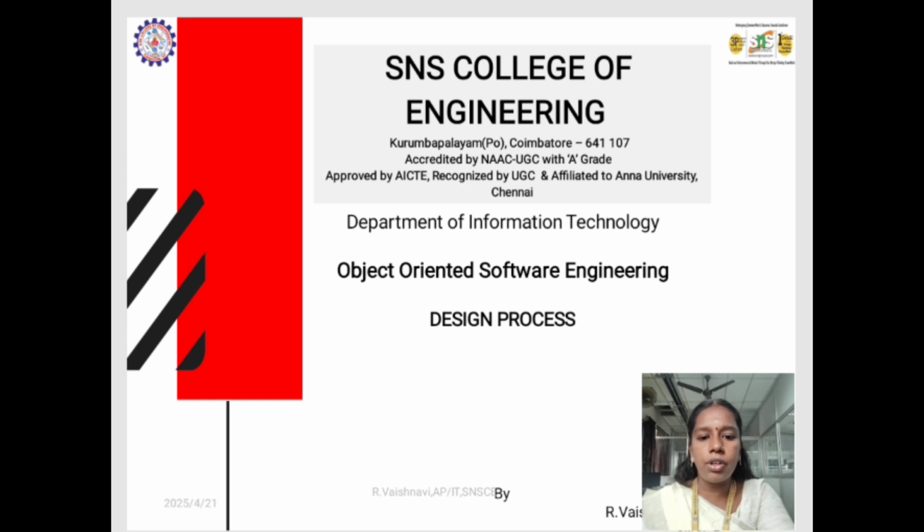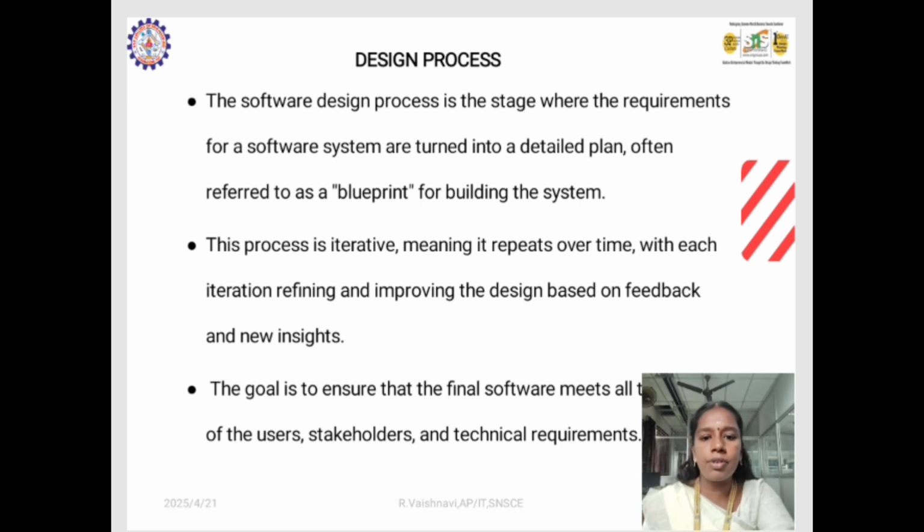Now we are going to see about the design process in object-oriented software engineering. Design process. The software design process is the stage where the requirements of the software system are turned into the detailed plan, often referred to as the blueprint for building the system. Second point, the process is iterative, meaning it repeats over time, with each iteration refining and improving the design based on the feedback and the new insights.